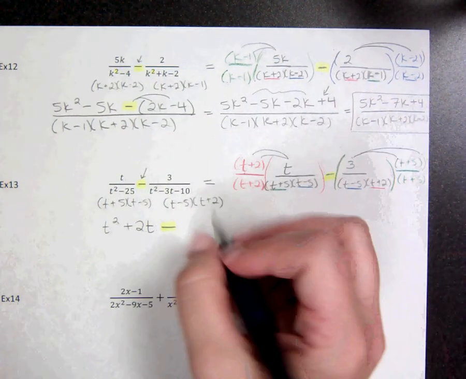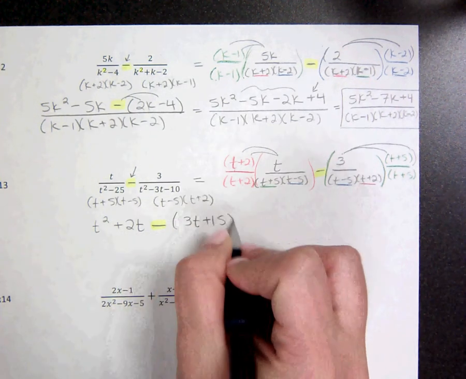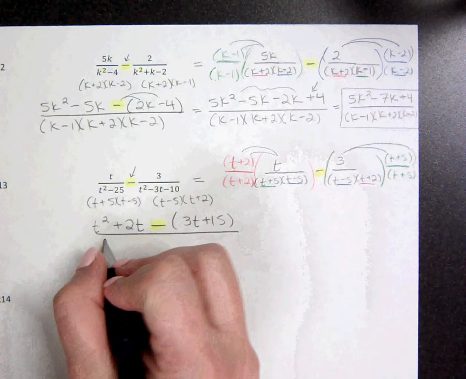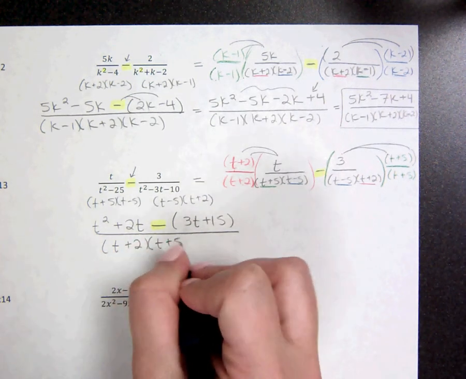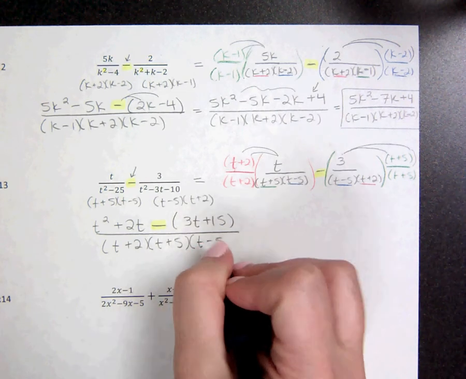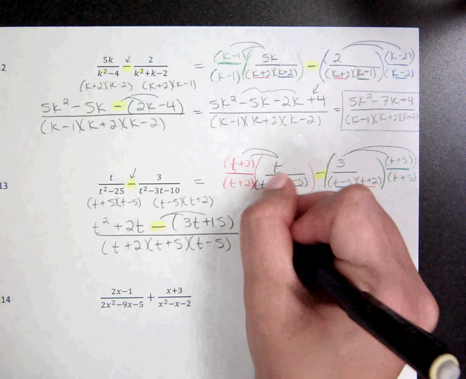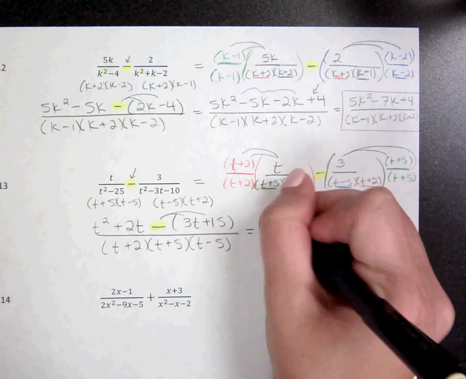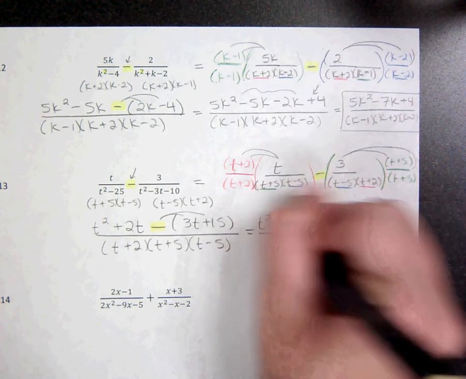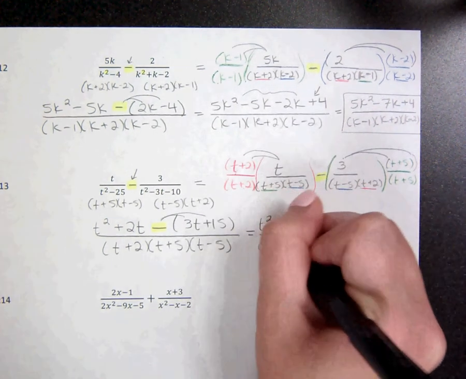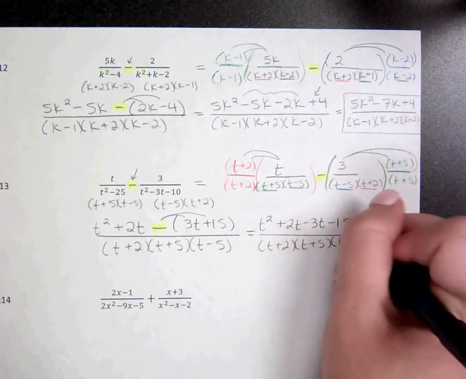And then I'm going to use parentheses still, 3t plus 15 over the 3 pieces that make up the common denominator. Then I'll distribute the negative. So t squared plus 2t minus 3t minus 15 over, again, the common denominator. Gets a little tedious, but you have to keep writing it.